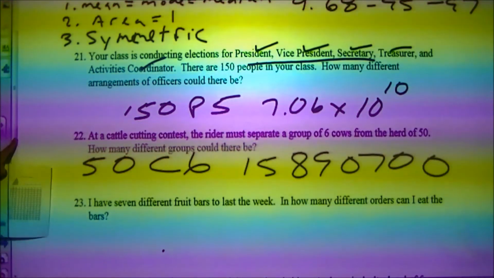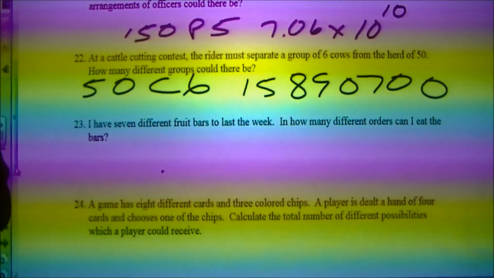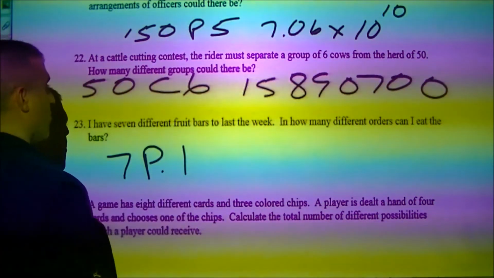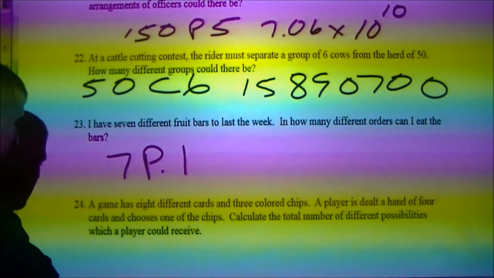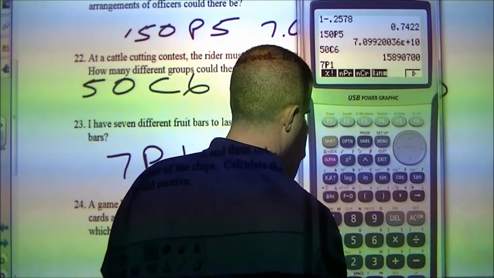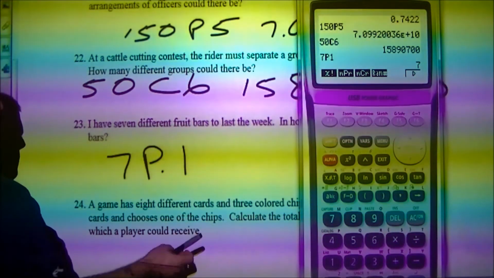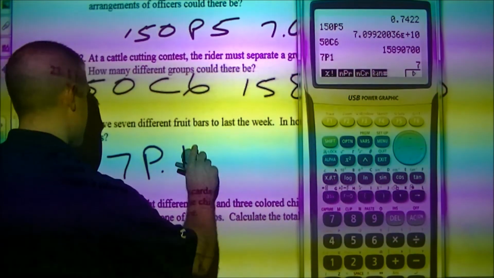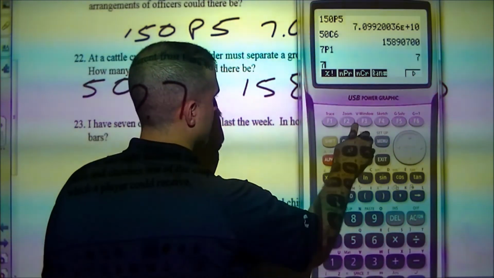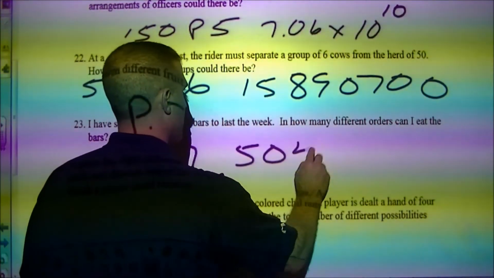I have 7 different fruit bars to last the week. How many different orders can I eat the bars? That's going to be 7P1, because you're going to eat a bar a day. That's 7 different ways. Actually, I'm sorry, 7P7, because you're going to eat all the bars. So you can eat them 5,040 ways.